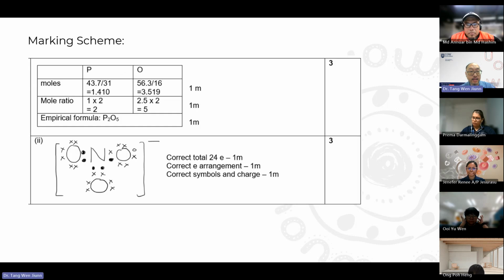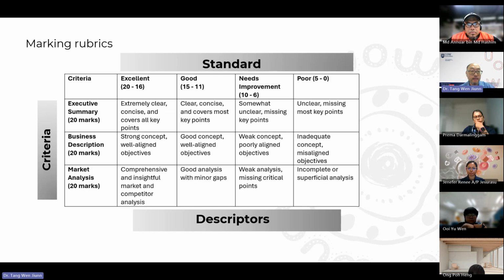The next one is the marking rubrics. Marking scheme, straightforward. Marking rubric, I think we are all familiar with this. So we have the criteria part where we list out what we want to measure. And then we have the standards, how we want to grade them. And also we have the descriptors, the very specific points. How do we categorize the students as poor, excellent, and so on?